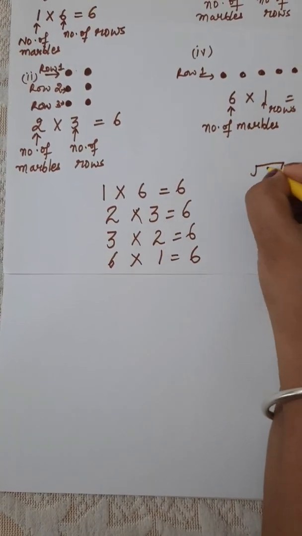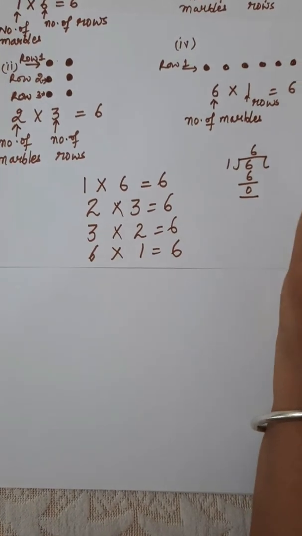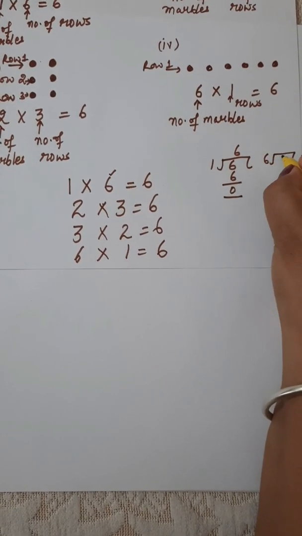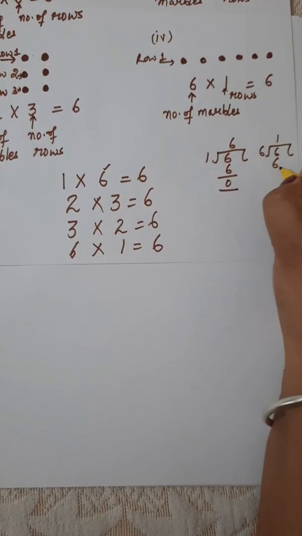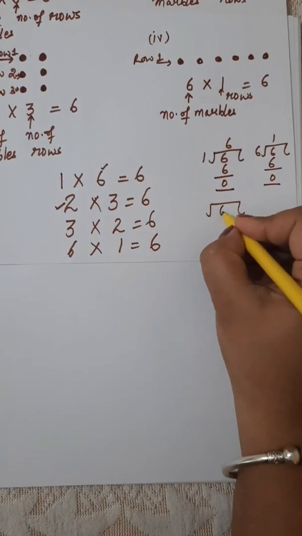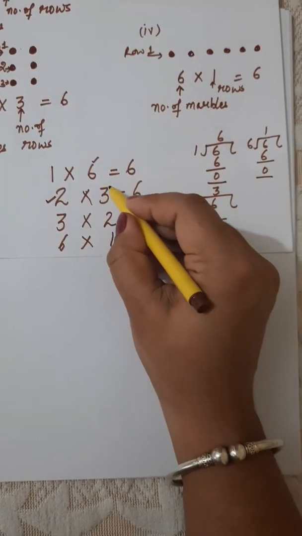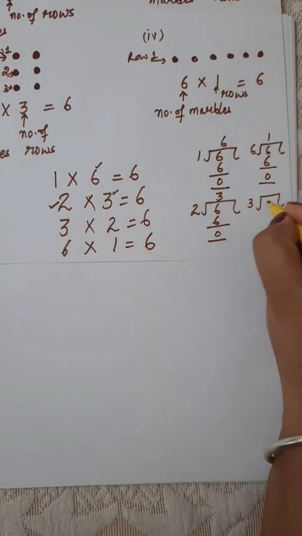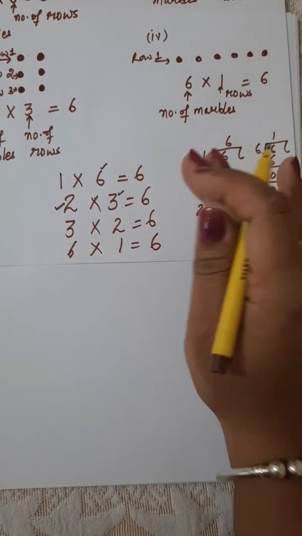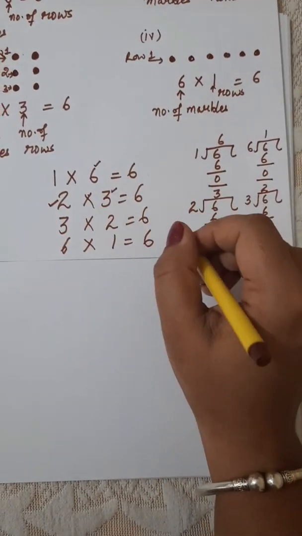It means when I divide 6 by 1, the remainder is 0. Now if I divide 6 by 6, 6 ones are 6, again I get 0. Now if I divide 6 by 2, 2 threes are 6, again I get 0. If I divide by 3, then 3 twos are 6. Similarly, when I divide by 6, I get 0.